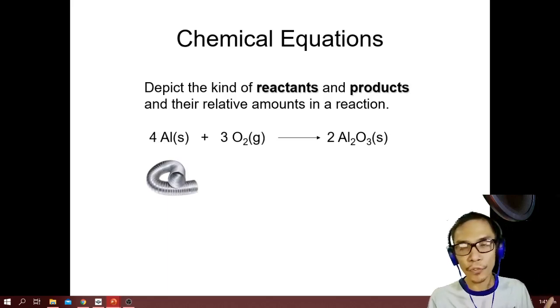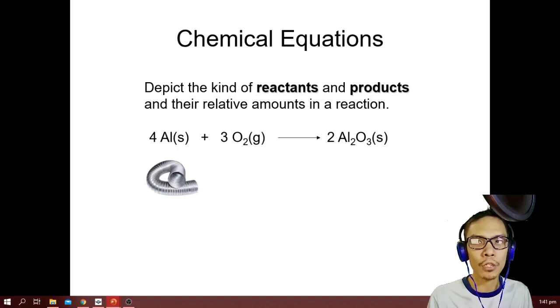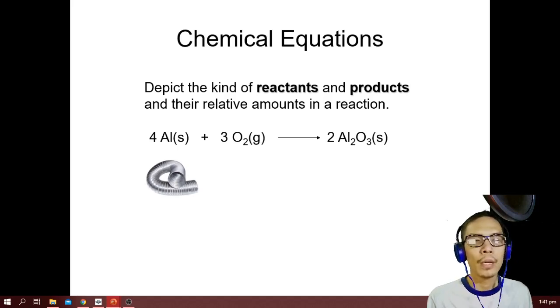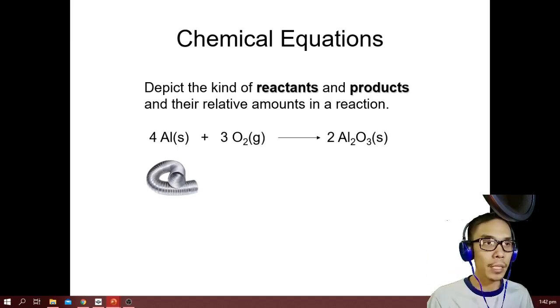This is aluminum. You have probably seen aluminum foil. Aluminum is used in making aircraft bodies, and also car bodies. Next, oxygen is in the form of gas. That is the gas that we breathe in.